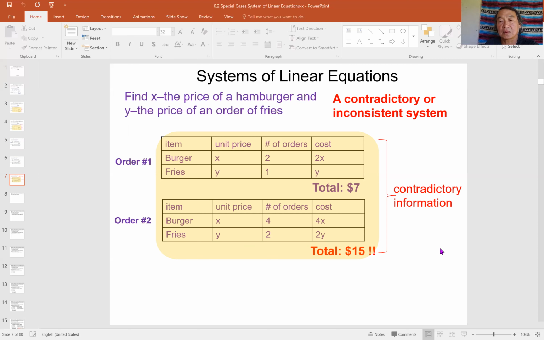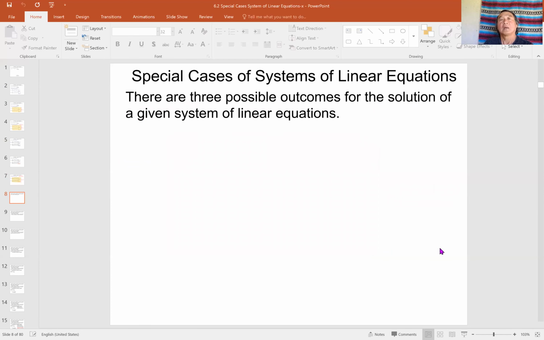The PowerPoint basically shows you the matrix manipulations, the row operations you perform, and what the matrix will look like at the end. And that's it. These are the first two sections on systems of equations, including special cases of systems of equations.